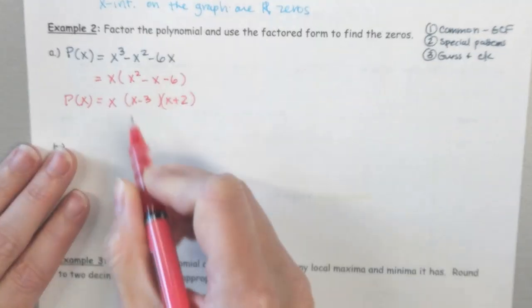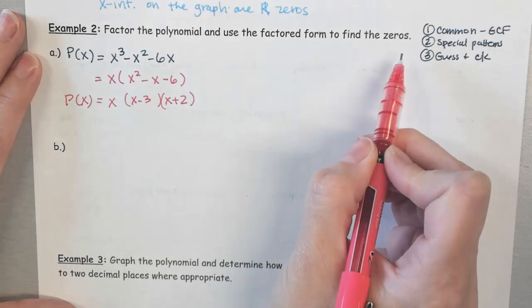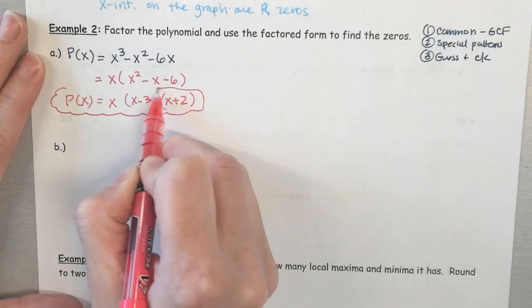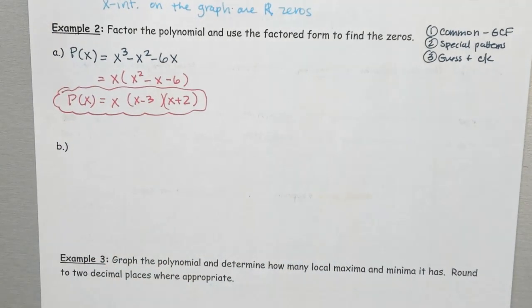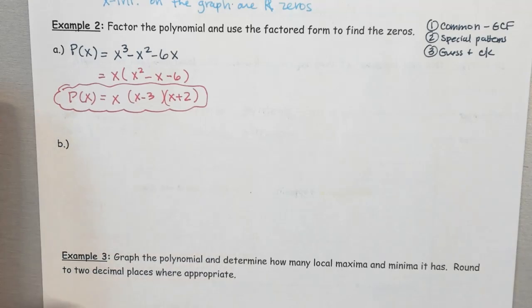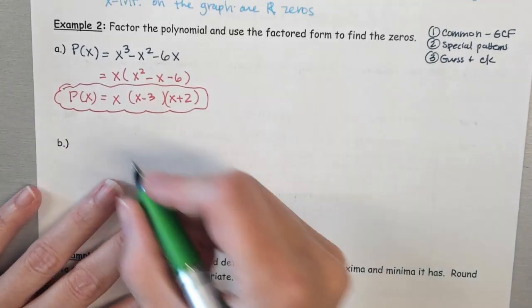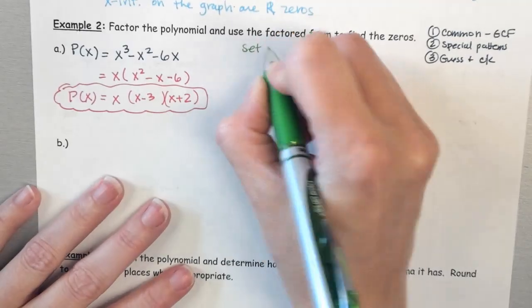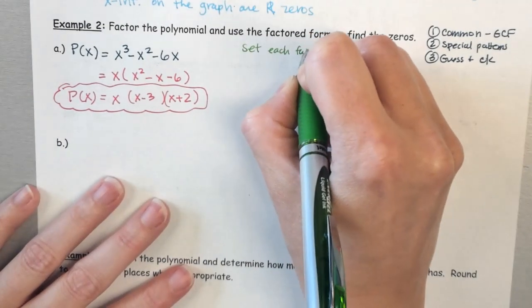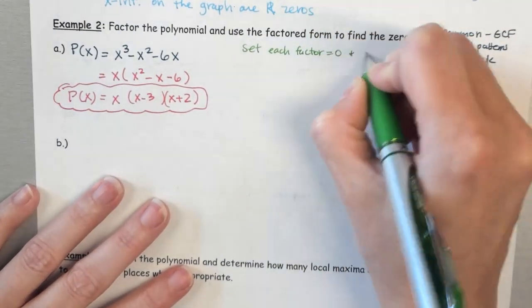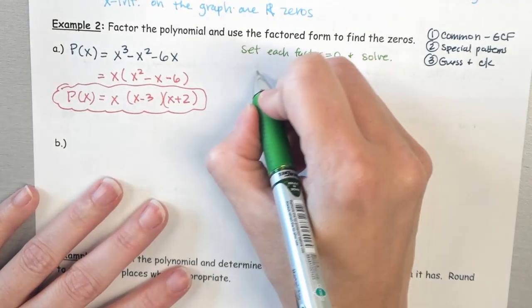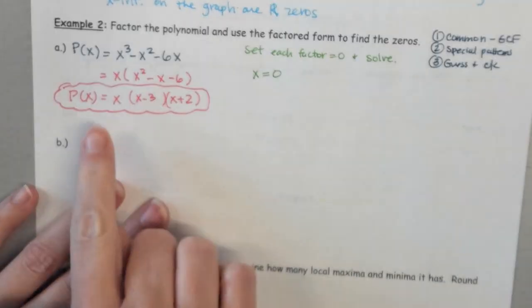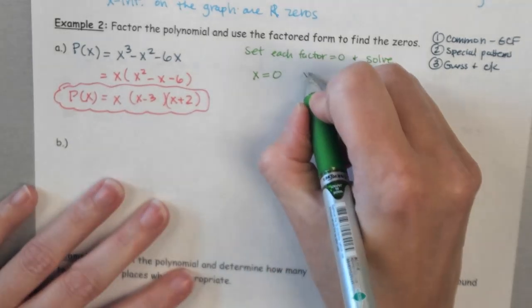So when they ask you to factor the polynomial and use the factored form to find the zeros, sometimes they're going to ask you for that factored polynomial. Okay, that is the factored form. And then we're going to use that to find the zeros. So what you're going to do is set each factor equal to 0 and solve. Okay, so don't forget to do the solving part. So each one is going to be equal to 0.